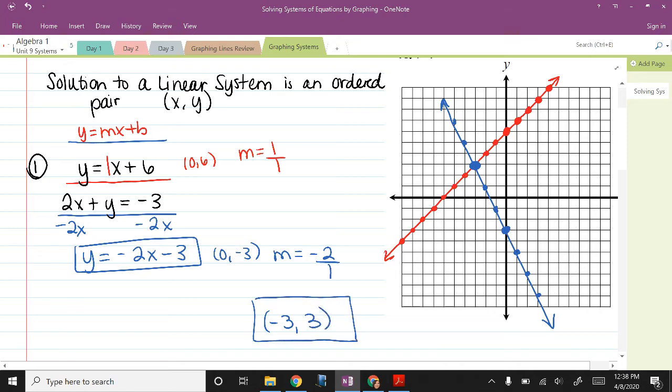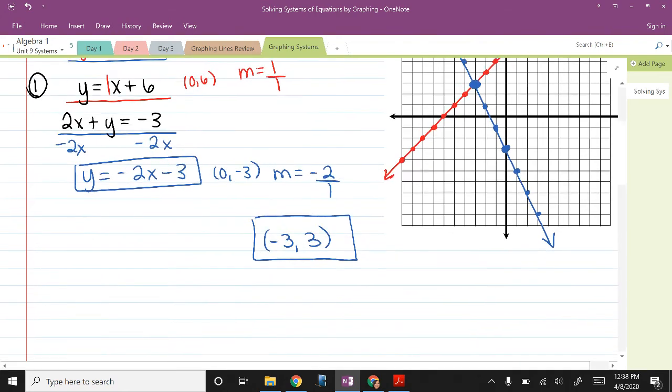So your solution is the ordered pair where the 2 lines cross each other. Okay, so just as a synopsis of what we just did, get your equation in slope-intercept form if it's not already. Graph your line, do your slope multiple times, and after you've done both lines, you write down the ordered pair where the 2 lines cross. These 2 lines cross. The solution was at (-3, 3). All right, let's see some more examples.